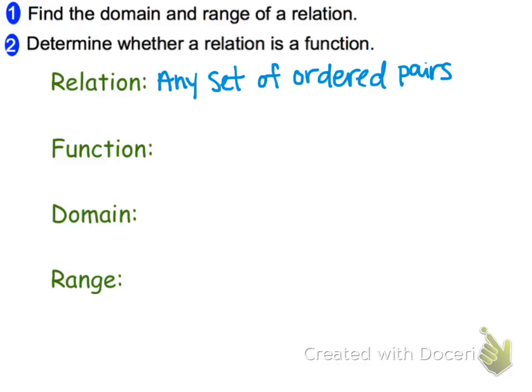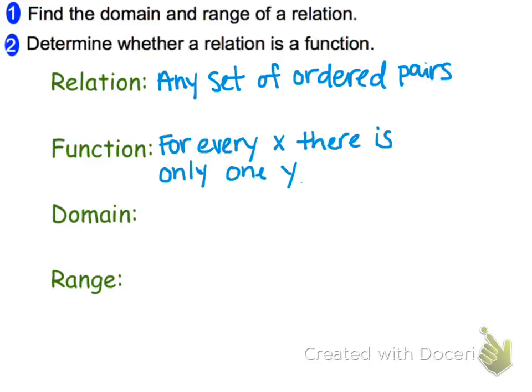The first definition we need is a relation. Now, a relation is just any set of ordered pairs. In order for a relation to be a function, for every x value, there can only be one y value. So every input can only have one output.